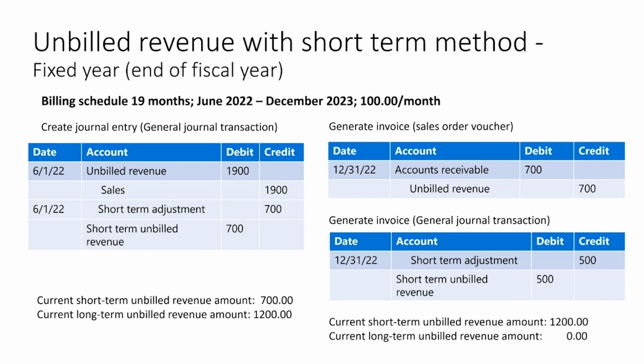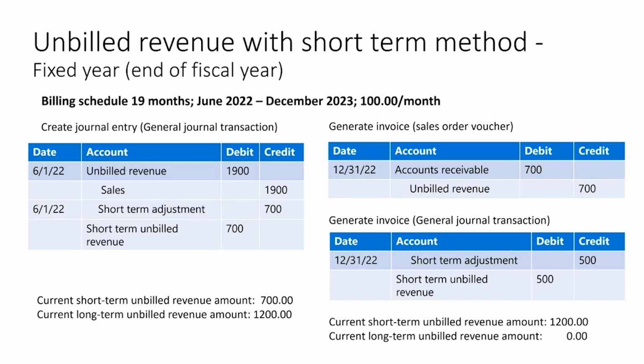We're on a January to December calendar year for our fiscal year, but it just looks at the end of the fiscal year. So you can see that the first create journal entry that we do at fixed year does 700 for my short term instead of the 1200, which is what the rolling periods did. So in this case, I have 700 in my short term and 1200 in my long term. We'll see this once we get into the demo. I show that as well.